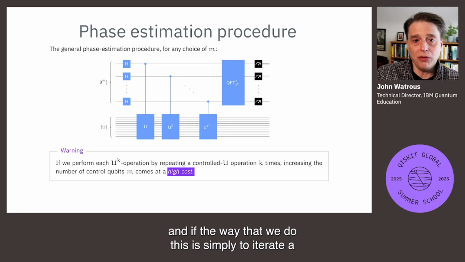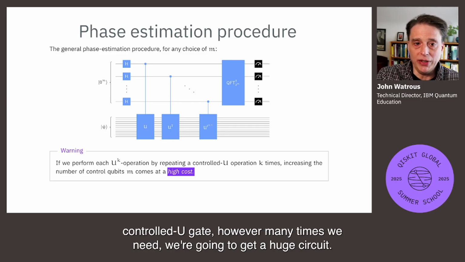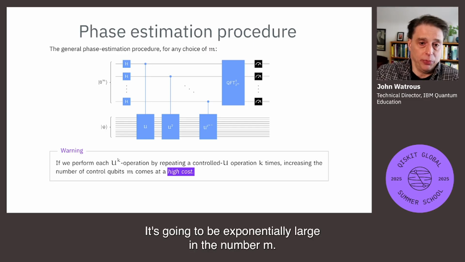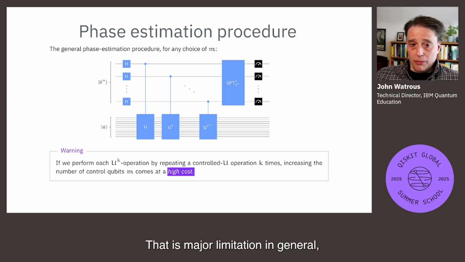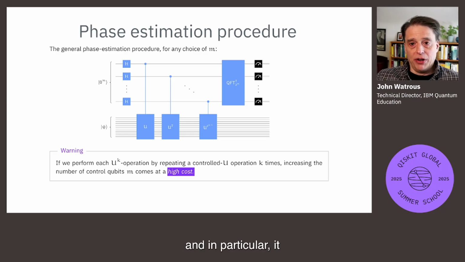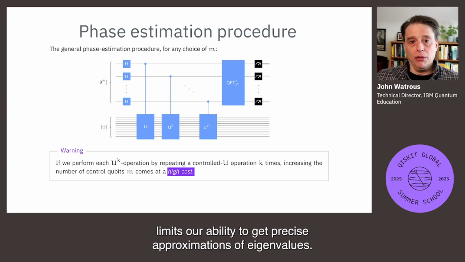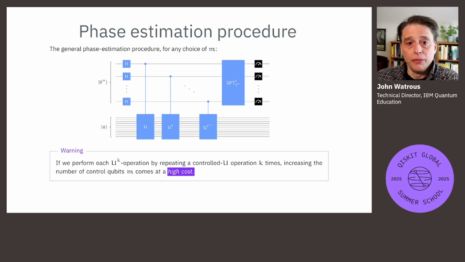And if the way that we do this is simply to iterate a controlled u gate however many times we need, we're going to get a huge circuit. It's going to be exponentially large in the number m. That is a major limitation in general, and in particular, it limits our ability to get precise approximations of eigenvalues.